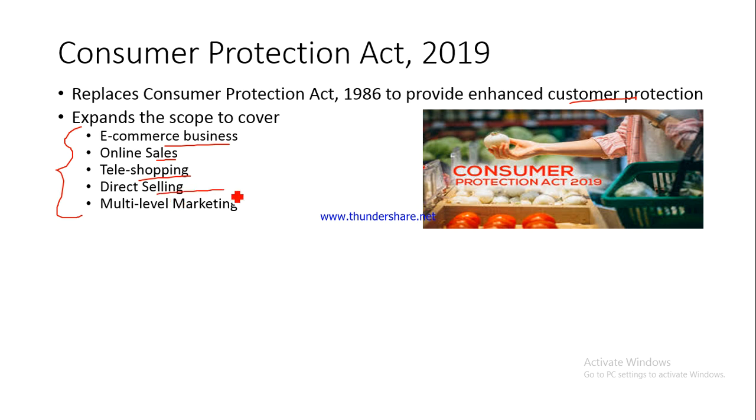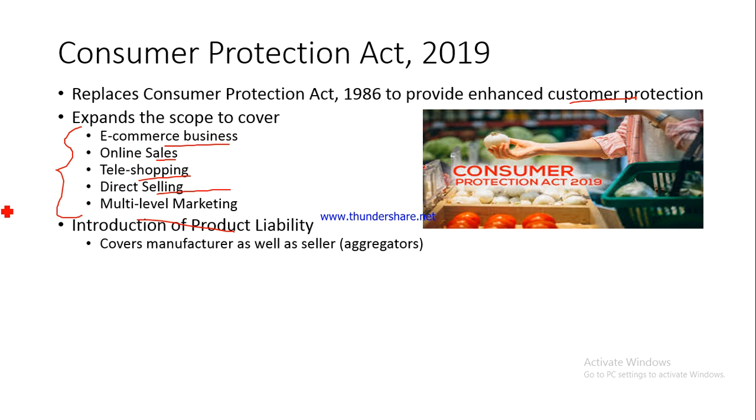So we have now Consumer Protection Act. It is dealing with direct selling also, wherein the manufacturer sells directly to the customer, tele shopping, selling through telephones, telecallers calling you up and trying to sell you some product, multi-level marketing or affiliate marketing. Then we've got e-commerce business. You know already about Amazon, Flipkart, all these e-commerce businesses, and online sales, selling directly online to the customer. So these modes are also now covered under the Consumer Protection Act. This was not being covered by the 1986 Act.